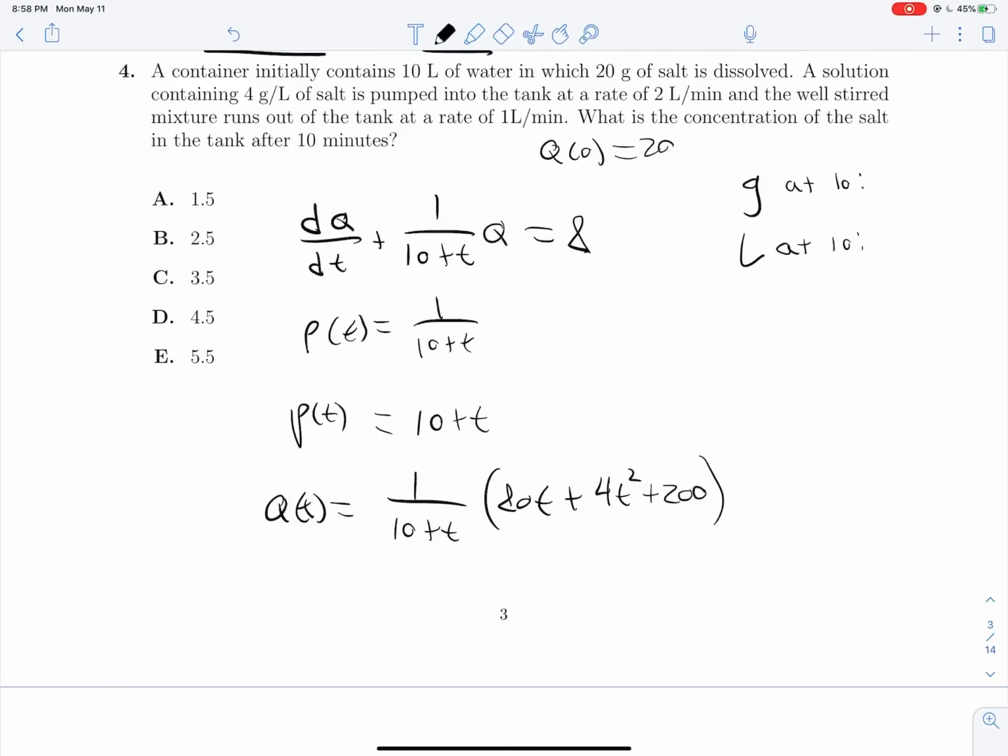So finding grams at 10, we're just finding Q at 10. That is equal to 1 over 20 multiplied by 800 plus 400 plus 200. So that gives us 1400 over 20, which is 70. And so our grams at t equals 10 is 70, but what is our liters? Well, this is our function, our volume as a function of time. If we plug in 10 to that, we get 20 liters. And so our concentration is our grams divided by our liters, so that gives us 3.5, so 4 is C.